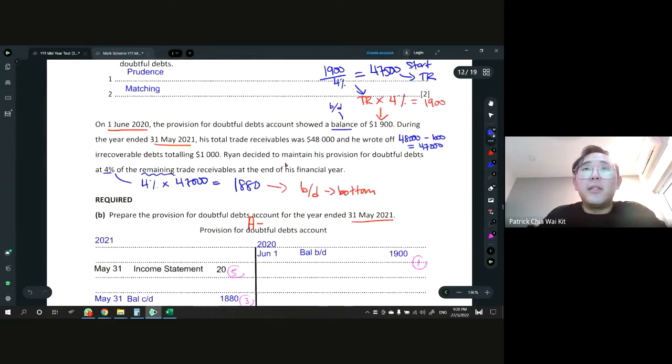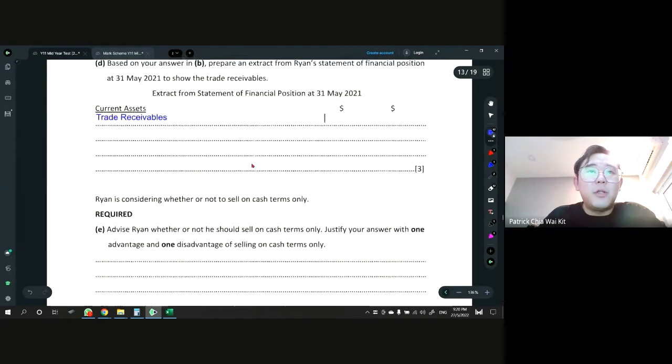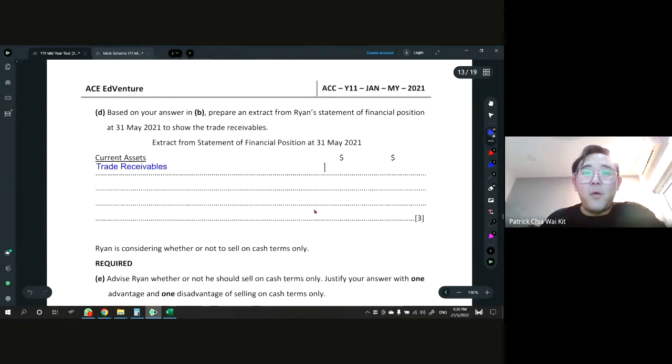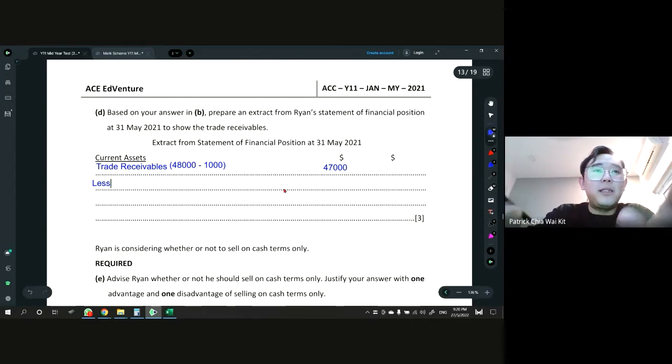The TR value at the end of the year is 48,000. But no, it's not 48,000 because there was a confirmed 1,000 that couldn't be collected. So we have to bracket and show 48,000 minus 1,000 so that we have the answer, which is 47,000 here. This is our remaining TR so far. But can we collect back 47,000? No, that's why we have a less PFDD. So we have to show less or minus. You can just draw a sign there and put provision for doubtful debt.